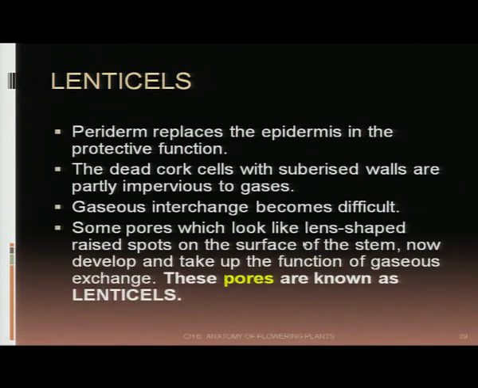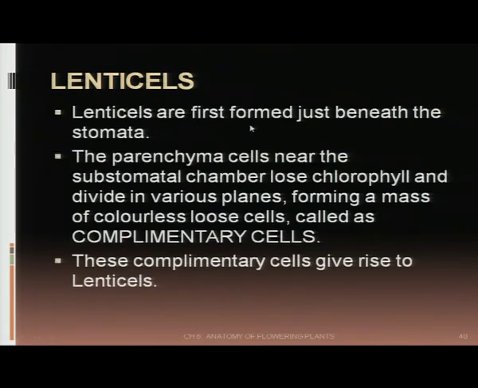Now, some pores which look like lens shaped raised spots on the surface of the stem now develop and take up the function of gaseous exchange. These pores are known as the lenticels. Lenticels are mostly formed just beneath the stomata. What happens? The parenchyma cells near the substomatal chamber lose chlorophyll and divide in various planes, forming a mass of colorless loose cells called as complementary cells.